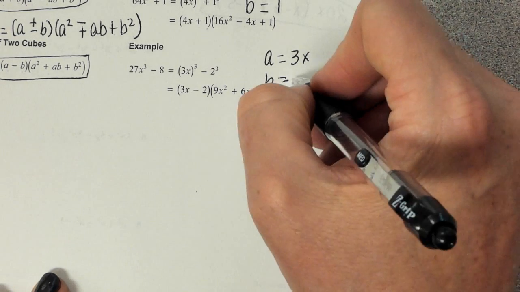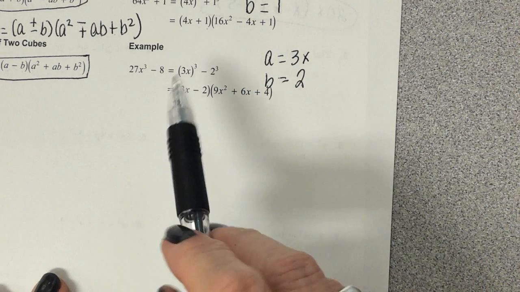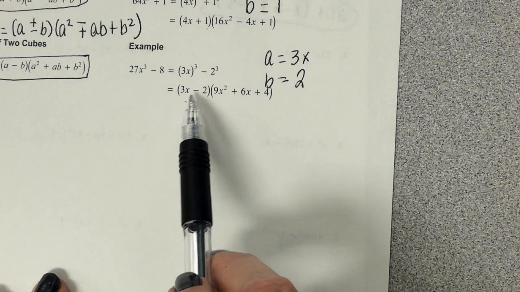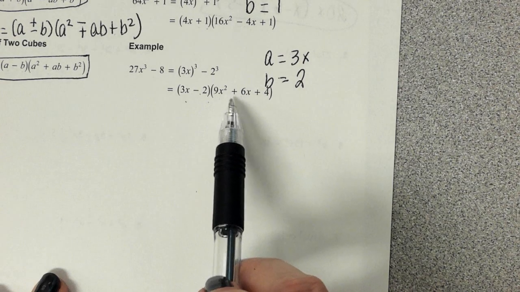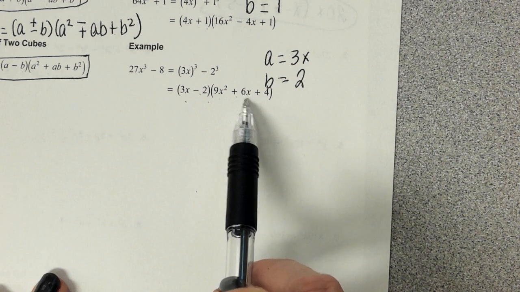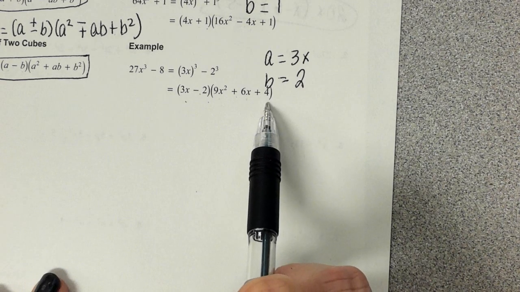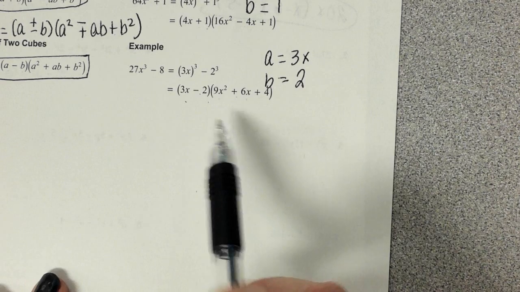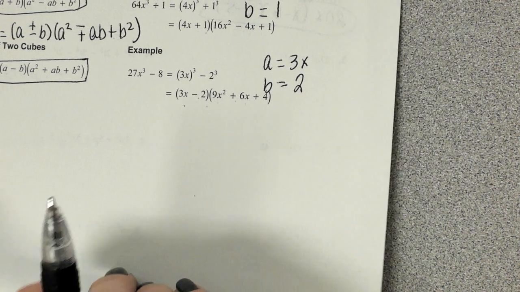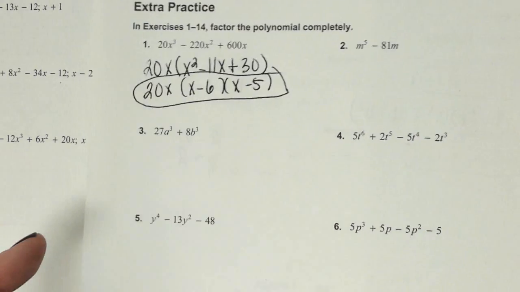And so now writing our formula then, it's going to be A minus B, A squared plus AB plus B squared. So see how they got that? All right, so we're going to try one of those right now. I want you to flip over to the other side.